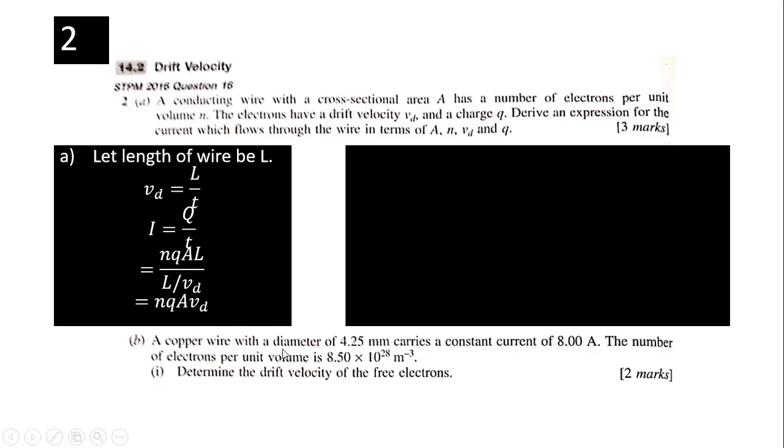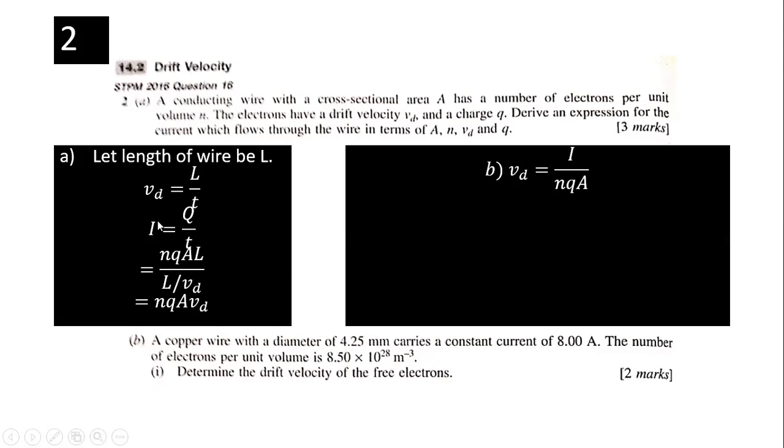The copper wire has a diameter of 4.25 millimeter, carries a constant current of 8.0 ampere. The number of electrons per unit volume is given. Determine the drift velocity. Right? So usually derive, then they use the equation. This equation that you have derived, v_d. You know how to derive. Make sure you memorize the formula.